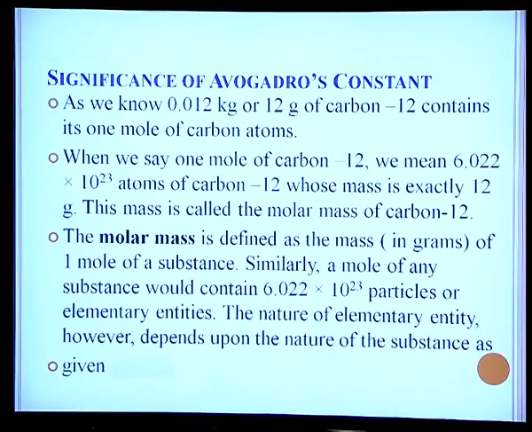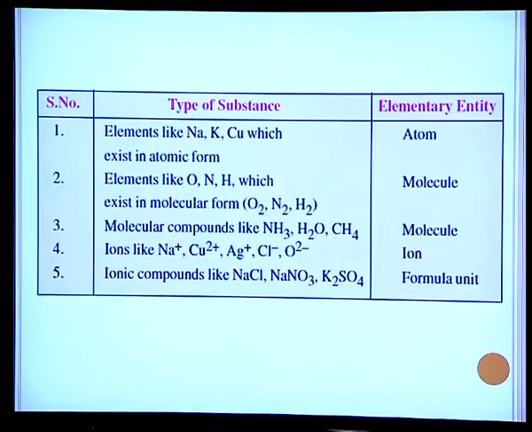The nature of the elementary entity however depends upon the nature of the substance, as given here. You will find elements like sodium, potassium, copper which exist in atomic form; elements like O and H which exist in molecular form, O2, N2, H2; molecular compounds like ammonia, H2O and CH4; ions like Na+, Co2+, Ag+, Cl-, O2-; and ionic compounds like NaCl, NaNO3, K2SO4. So for elements you can use atom as the entity, for molecules you say molecule, then for those having charge comes the category of ions, and for compounds we calculate the formula unit.